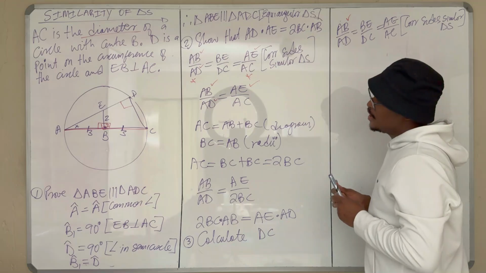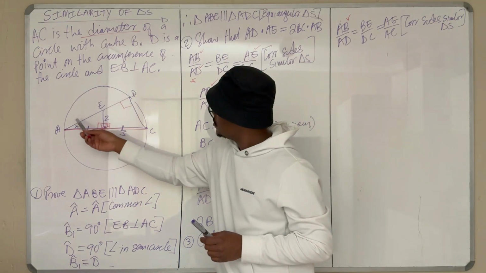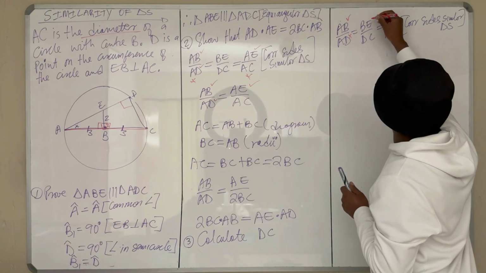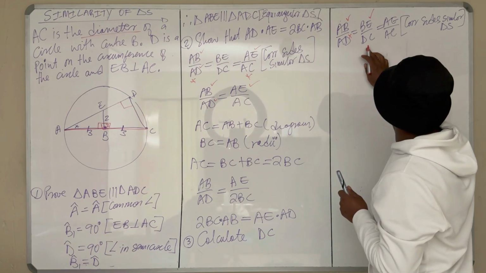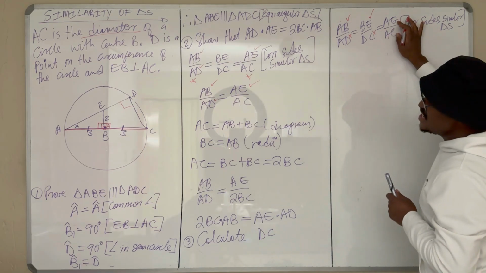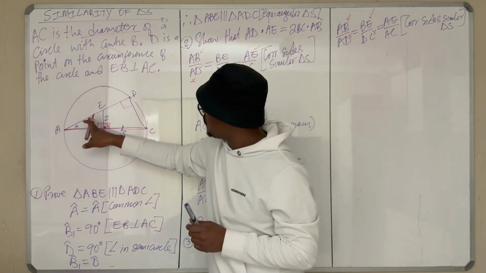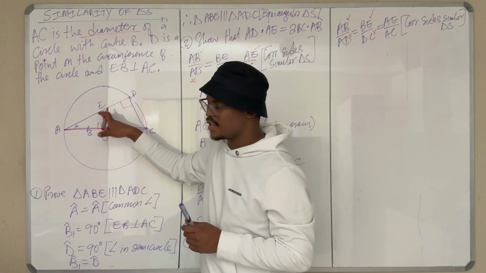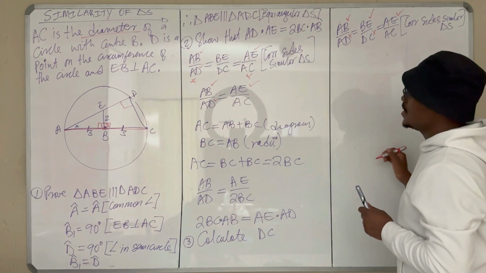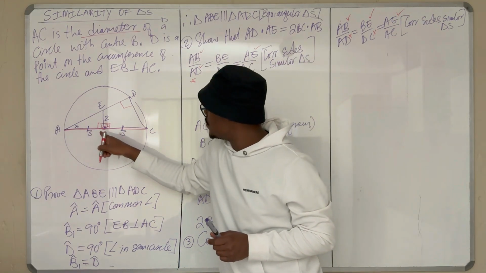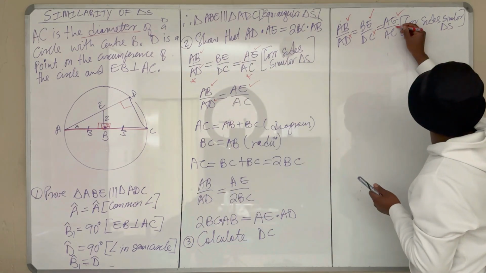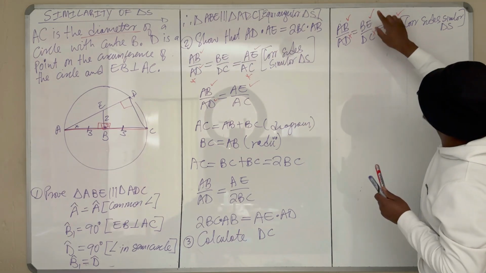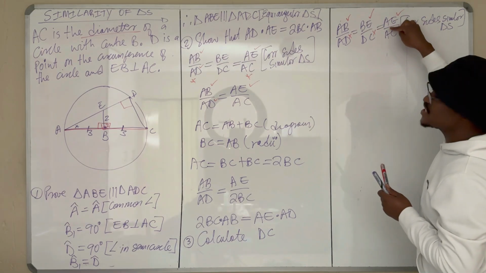AD, we don't have AD, right? BE, do we have BE? Yes, it's 2 units. Do we have DC? DC is what we're trying to find. Do we have AE? No. But AE we can find, because by Pythagoras it's the hypotenuse of this small triangle here. AC, yes, we do have AC. AC is our diameter, it's 3 and 3, so it's 6. So we want this one, so it would make sense to take these two ratios because we know all of this ratio.